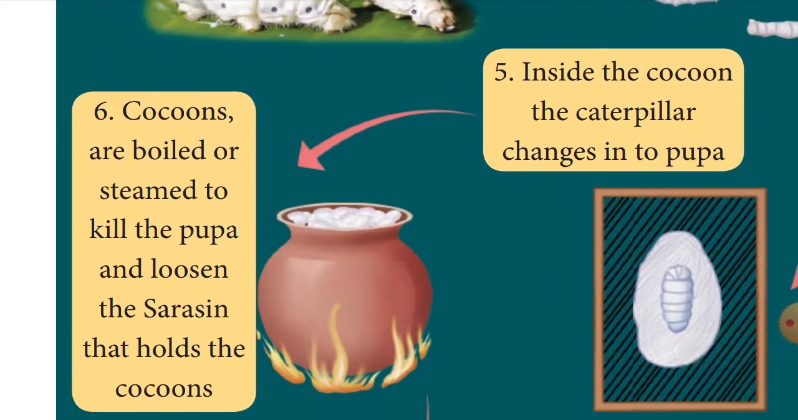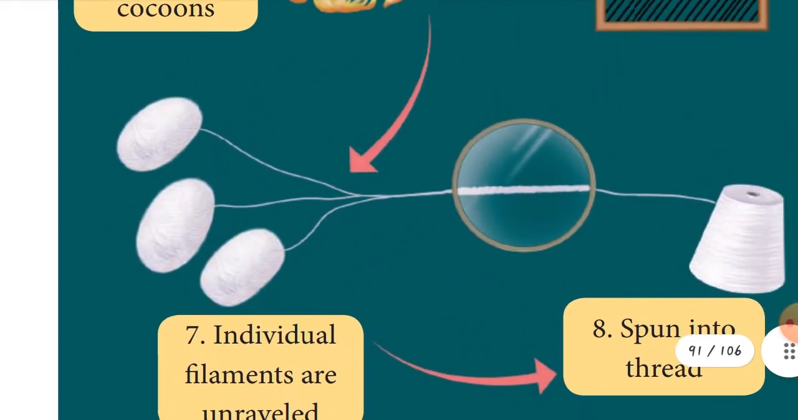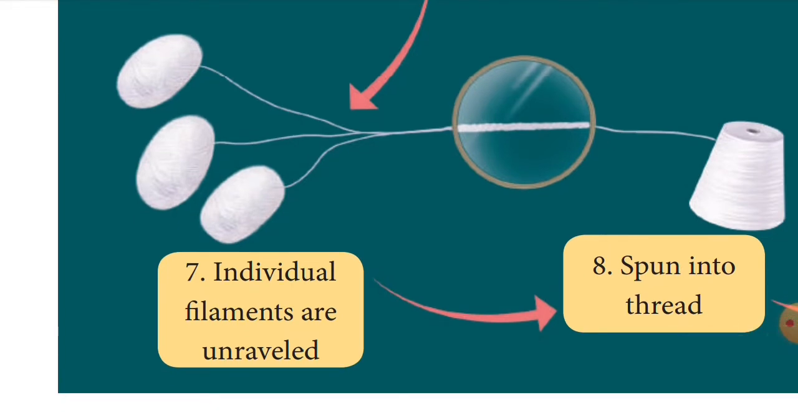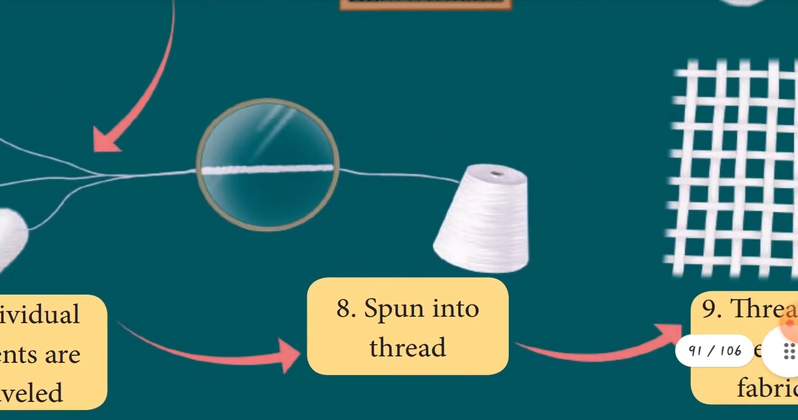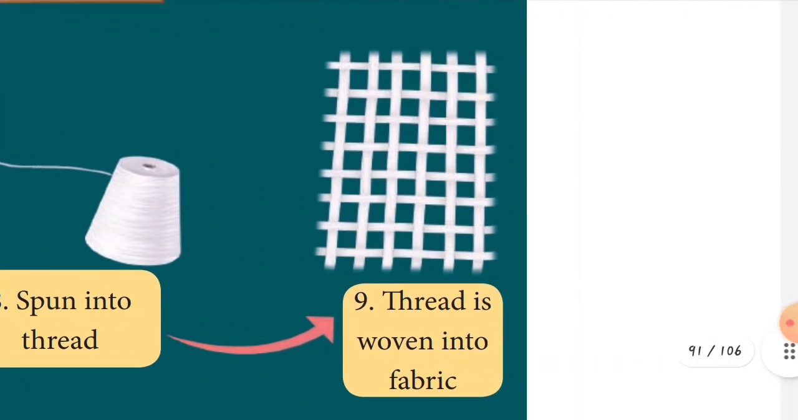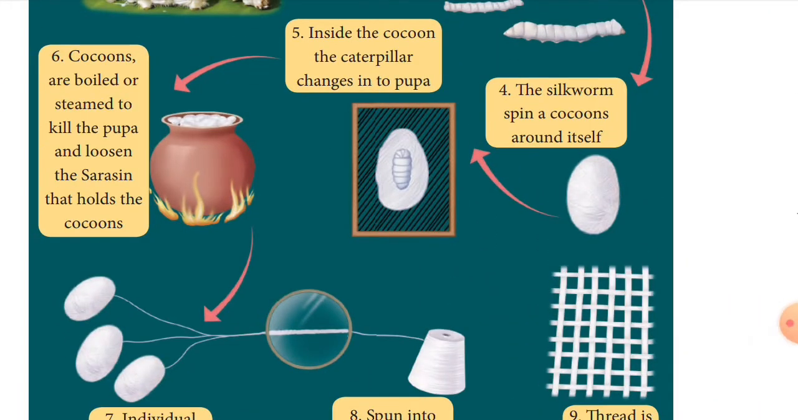See the cocoons, children. Cocoons are boiled or steamed to kill the pupa and loosen the sericin that holds the cocoons together. And see here, children, the individual filaments are unraveled, and see the eighth point, spun into thread. See the last point: thread is woven into fabrics. Yes, very nice picture, children. So these are all the stages of how they form the silk thread.